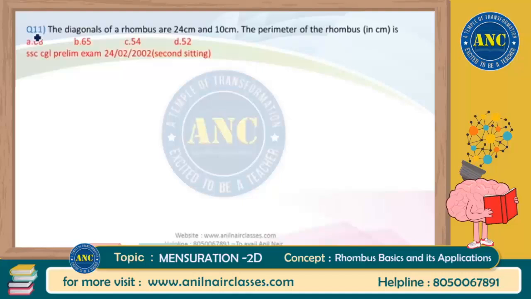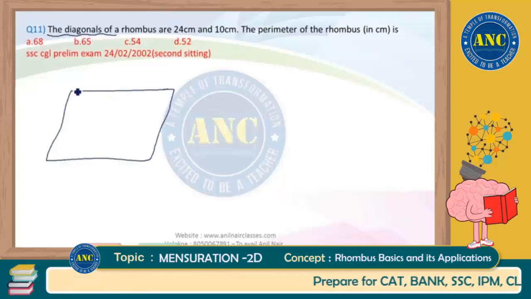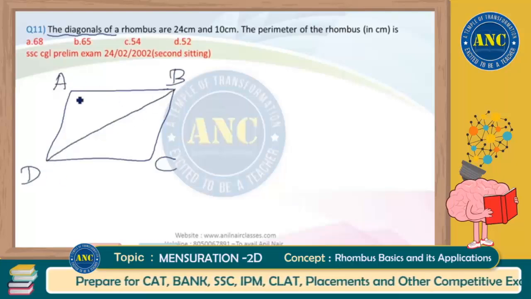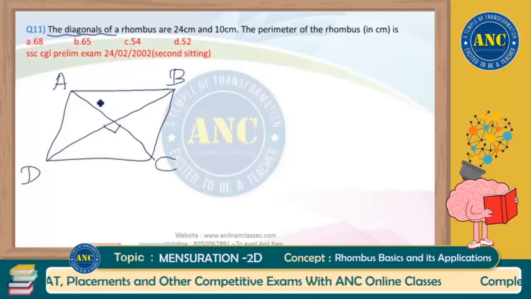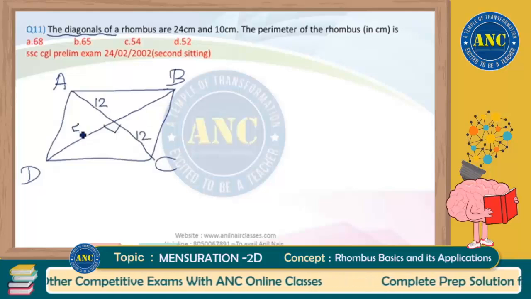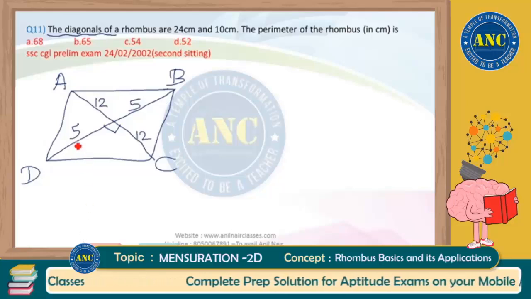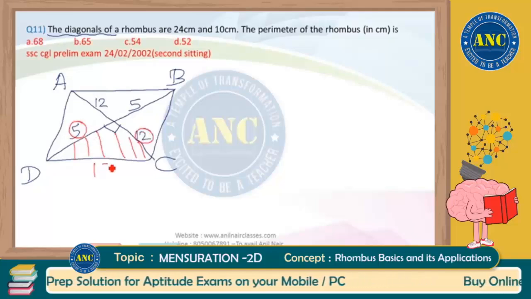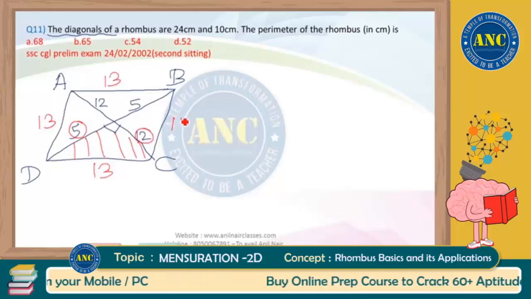Same logic, a similar kind of question is my 11th question. Diagonals of a rhombus are 24 and 10. Let me draw the rhombus ABCD. The diagonals are 24 and 10. First thing is diagonals bisect and they are perpendicular. That means 24 becomes 12 and 12, 10 becomes 5 and 5. And I also taught you, if I take this particular lower right angle triangle, 5, 12, 13 form a Pythagorean triplet. If this side is 13, all the other sides are also 13.